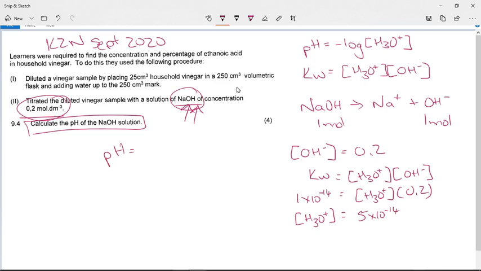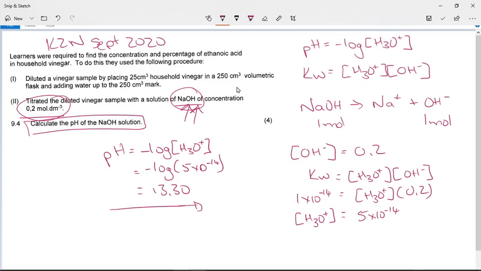And only now can we use the pH formula, because by having used the ionization of water, we went from having a hydroxide ion concentration to a hydronium ion concentration. And so here we can put in minus log 5 times 10 to the negative 14. If we put that into our calculator, we will get 13.30, which is our final answer for the pH. And that makes sense. It's a pH higher than 7. It's a strong base. It's a pH close to 14. So we've done this correctly now.